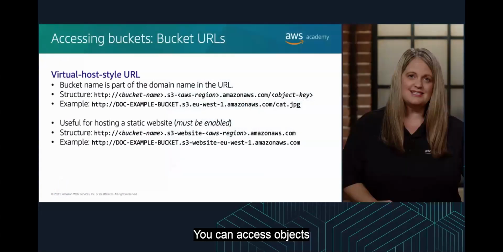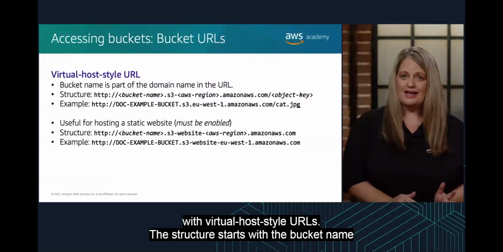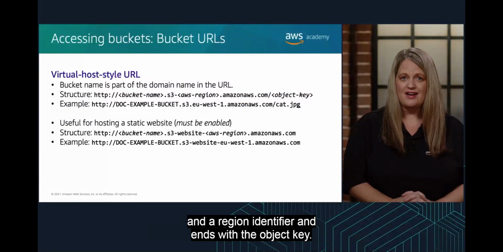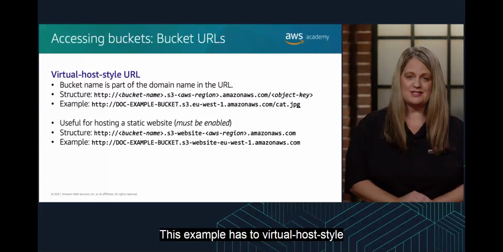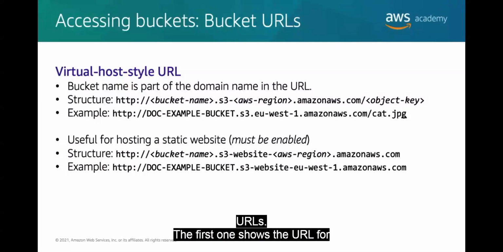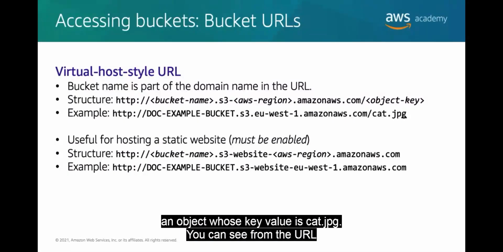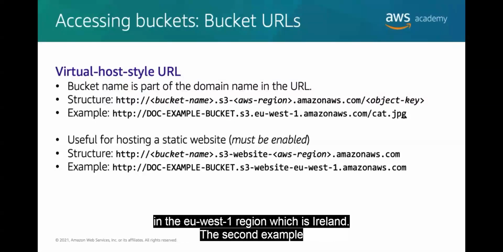You can access objects with virtual host style URLs. The structure starts with the bucket name and a region identifier and ends with the object key. This example has two virtual host style URLs. The first one shows the URL for an object whose key value is cat.jpg. You can see from the URL the name of the bucket is doc-example-bucket. And it's hosted in the EU West 1 region, which is Ireland.